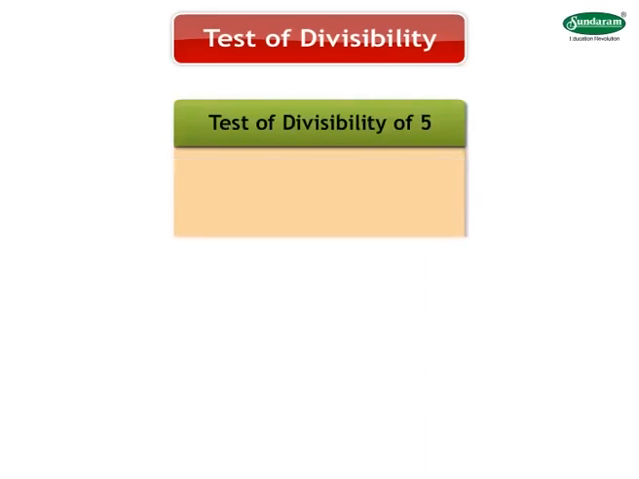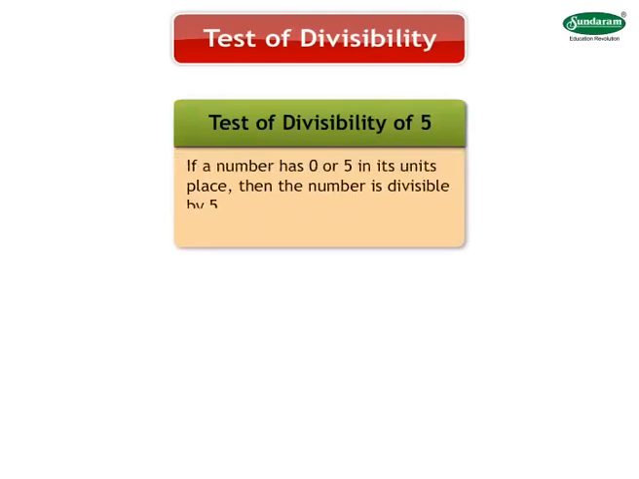Test of divisibility of 5. If a number has 0 or 5 in its units place, then the number is divisible by 5. Example: 15, 200, 95, 490, 715.